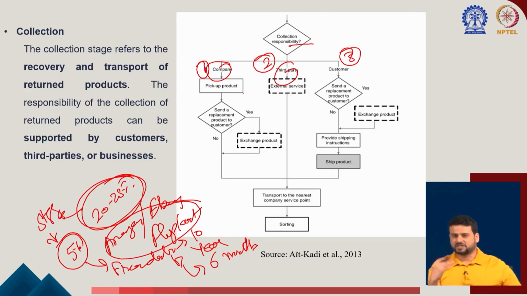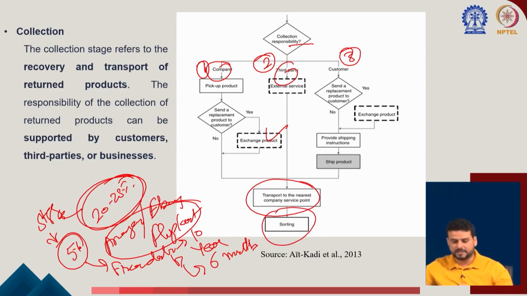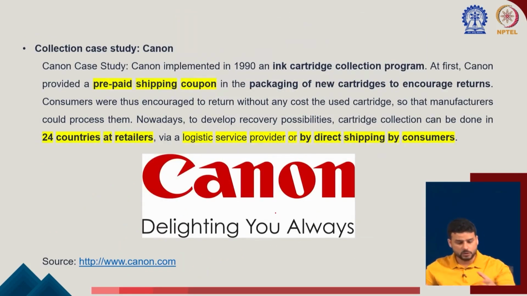So then exchange will be done if the product is damaged and it is not the responsibility of the customer, and then you will transport the defective product to the nearest service point or maybe consolidation center where the sorting will happen. So the next step is sorting. So this is one small case study which I was talking about. Canon has done this beautifully.